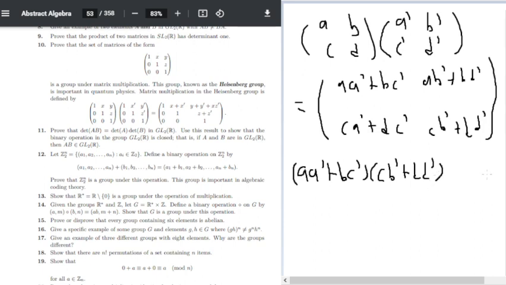The determinant formula, is it AD minus BC or AD plus BC? Wait, give me a second to check the determinant of a matrix. Because I think it's AD minus BC, right? I just want to double check because I don't trust myself to remember whether it was a plus or a minus sign there. Okay, it's minus. It's a minus sign there.